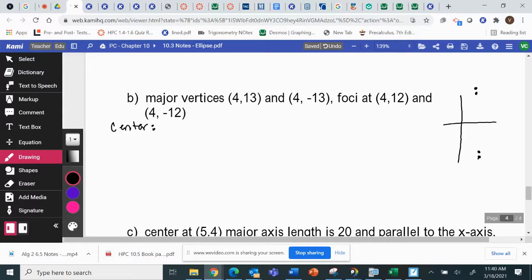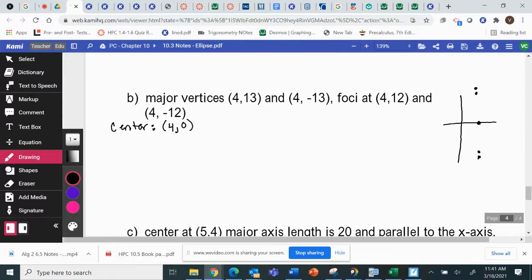Belle, were you able to find any information yet? Mm-hmm. What is the center? You guys agree or disagree with Belle's answer?